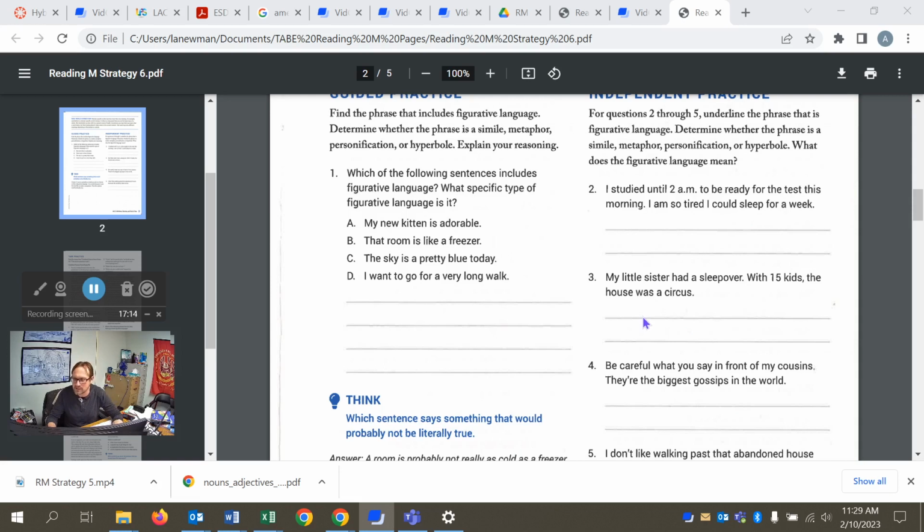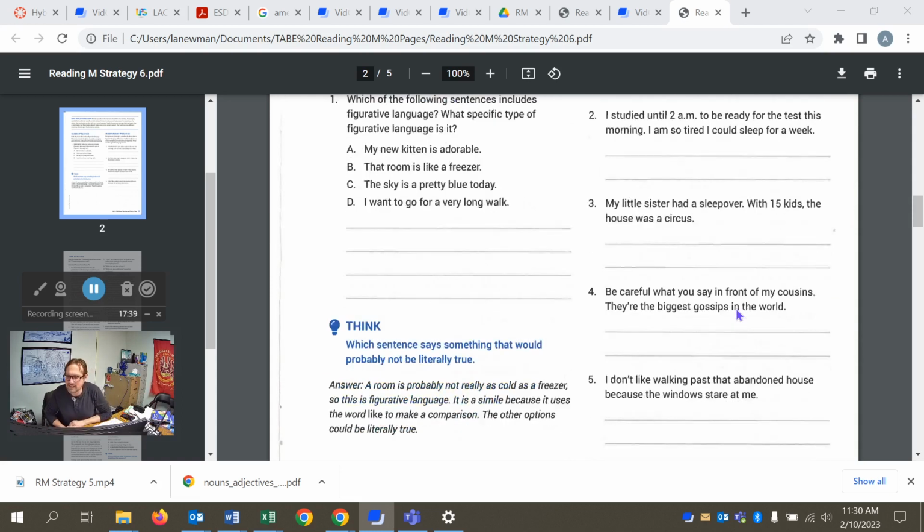"The house was a circus." In the basic sense, it's metaphor. We're comparing the house to a circus. We don't have like or as in there. I've had students also answer idiom before because it's just kind of a common saying that we have, so-and-so was a circus. I would accept that answer.